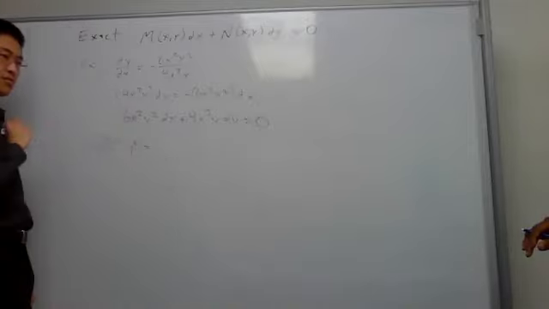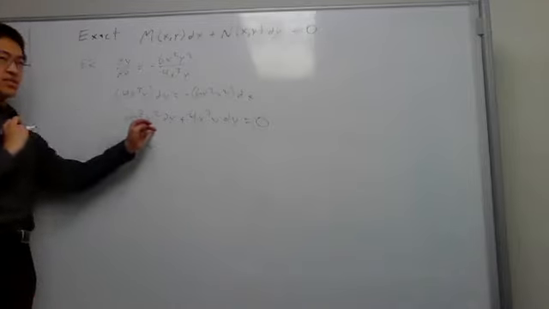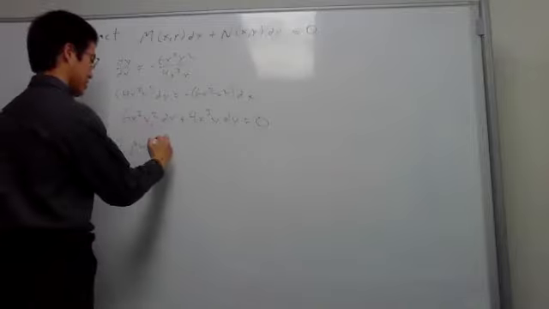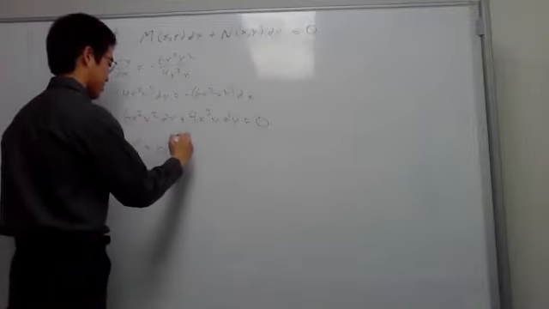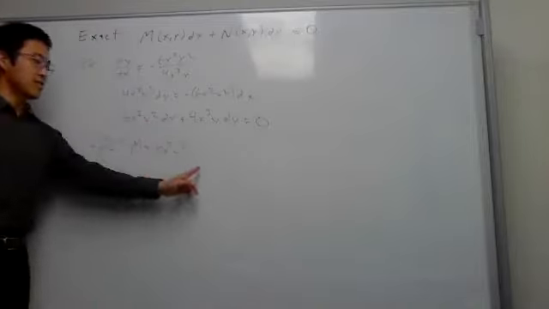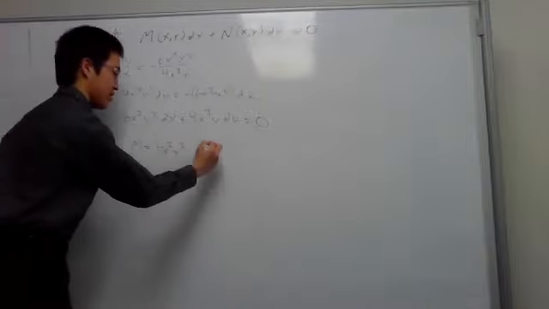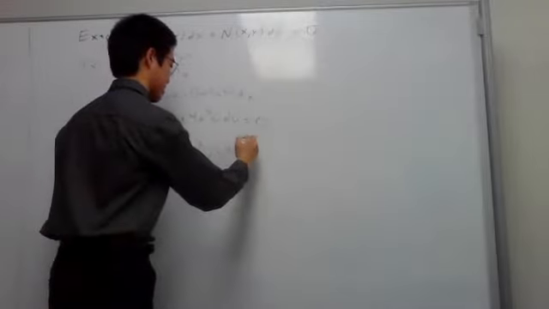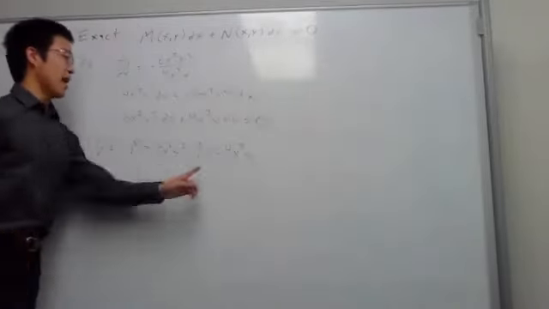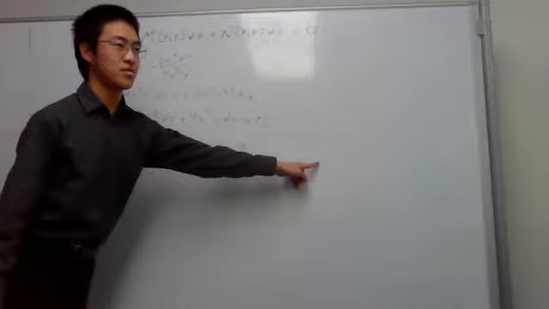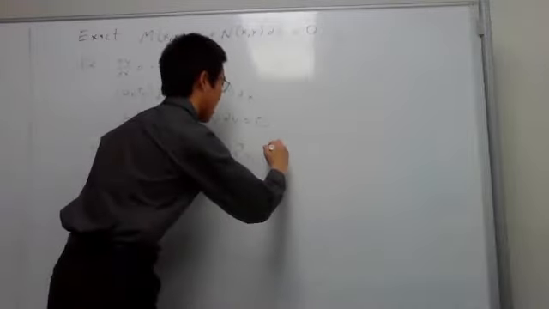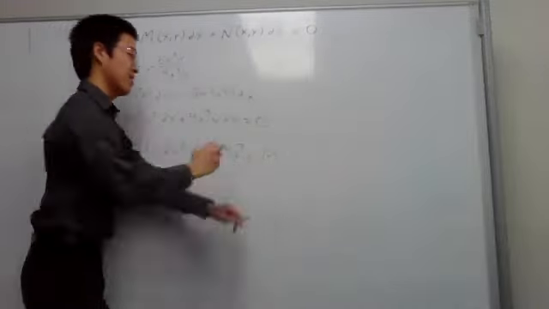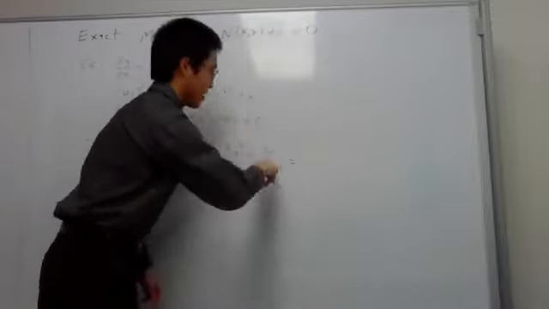It's going to be 6x squared y squared. Okay, what's the next thing we want to put down? 4x cubed y. Exactly. Okay, so how do we remember which partial to take with which? So that means M with respect to which variable? Y. Okay, well, let's do that one first.